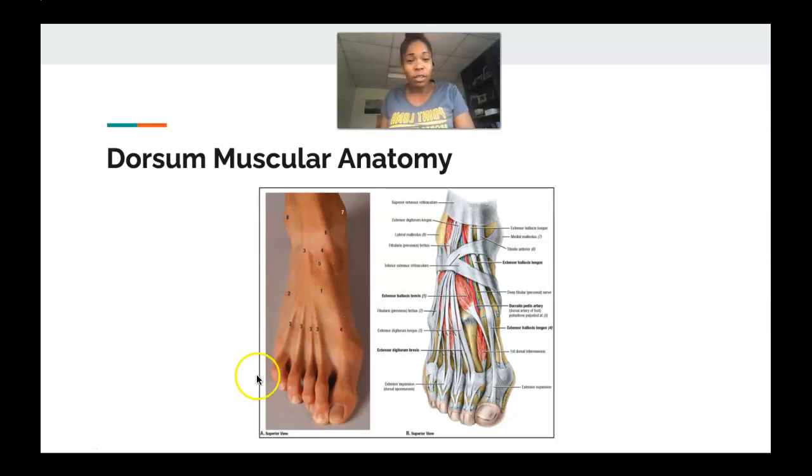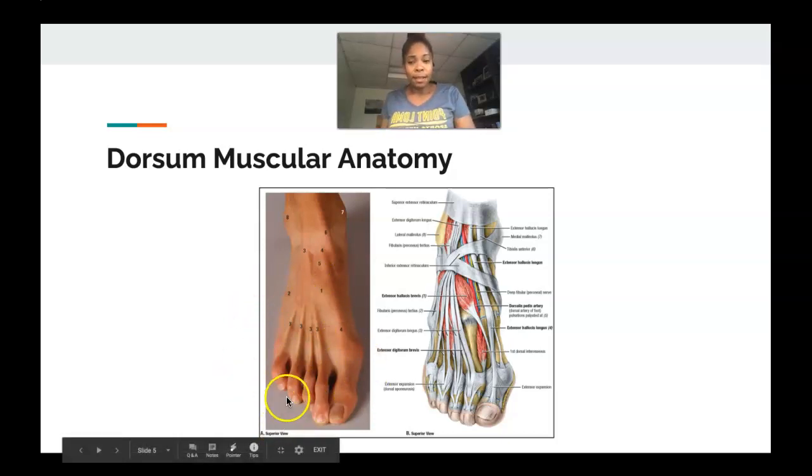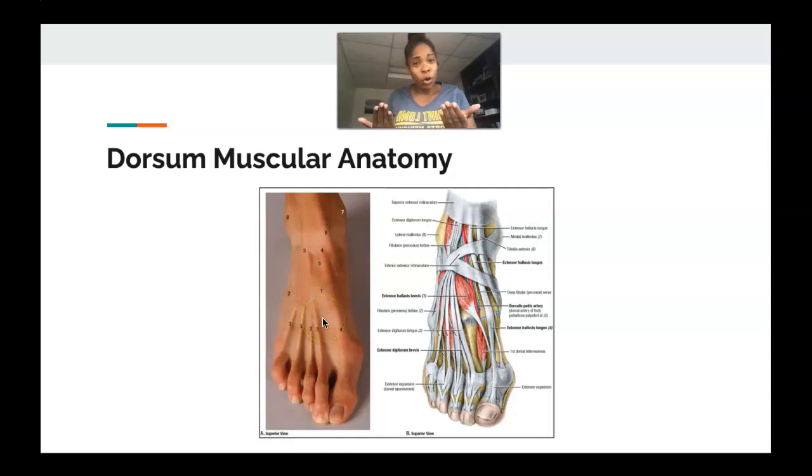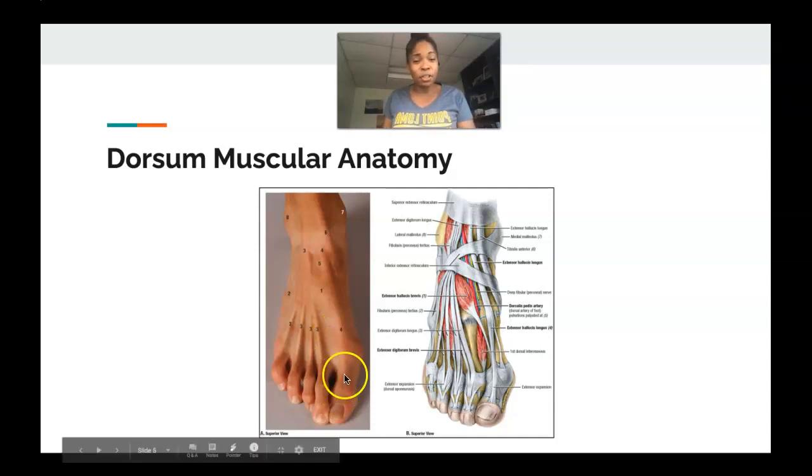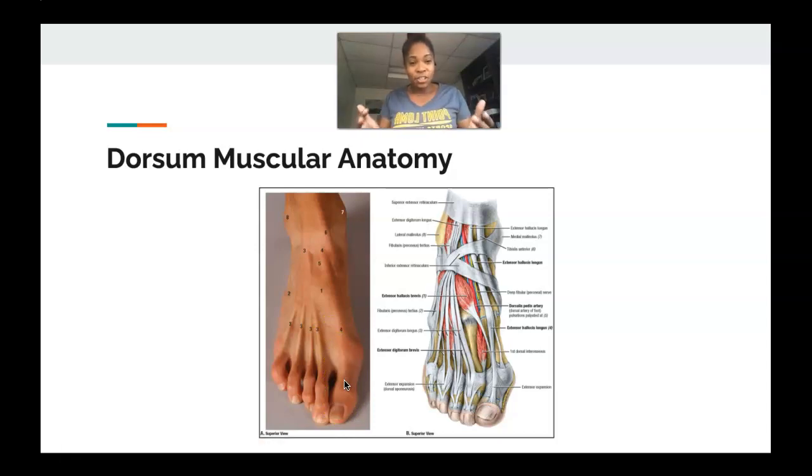But for now, we're looking at the dorsum of the foot. And so we can see that this is the extensor digitorum longus. Its major role is to extend those digits. This is the extensor hallucis longus, so its major role is to extend digit 1, right? Digit 1. Are we tracking there?